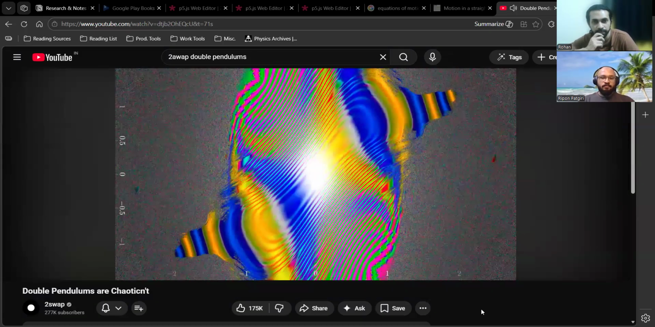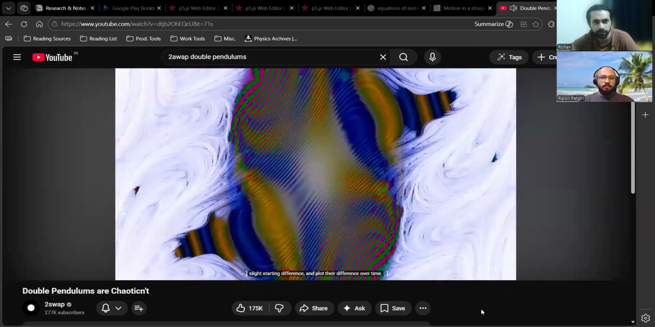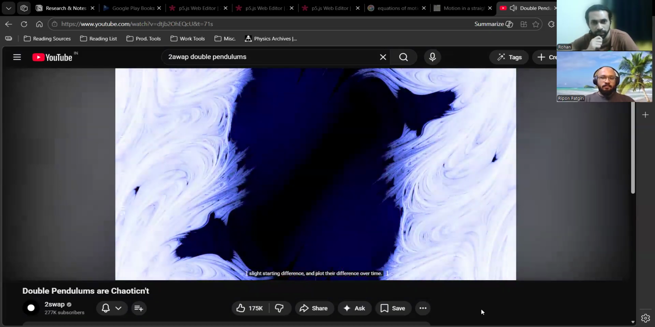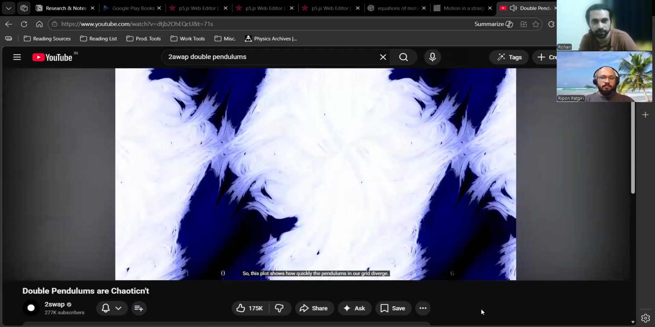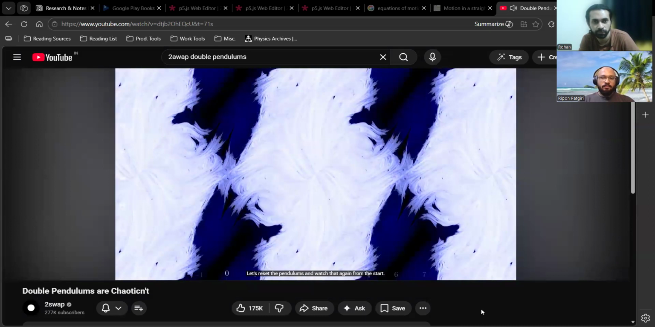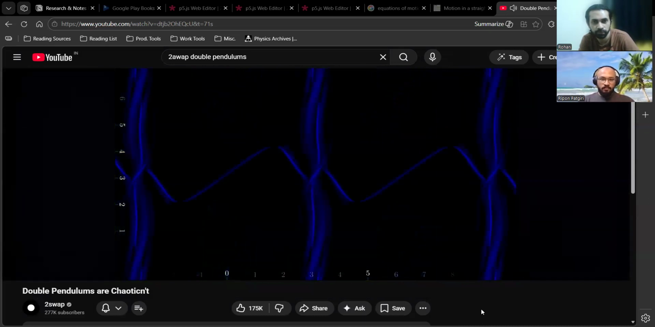Now, for each pixel, we track 2 pendulums, separated by a slight starting difference, and plot their difference over time. So, this plot shows how quickly the pendulums in our grid diverge. Let's reset the pendulums and watch that again from the start. Here we go.